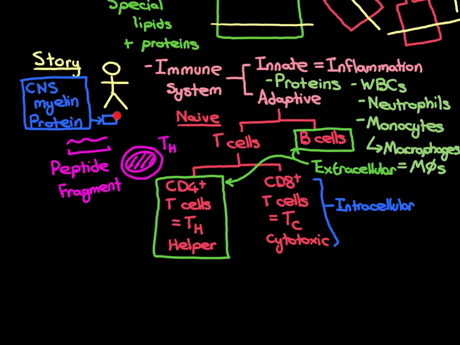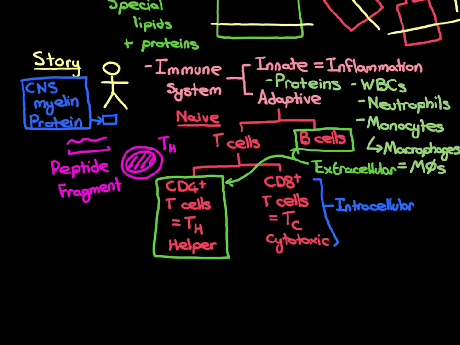So in order for him to be able to attack this protein, he's going to have to develop CD4 positive T cells that are directed against at least one of these CD4 positive T cells that's directed against a peptide fragment of this myelin protein within the CNS here. Okay, so that's one of the things that's going to happen in this individual that won't happen in someone who's not going to develop multiple sclerosis.